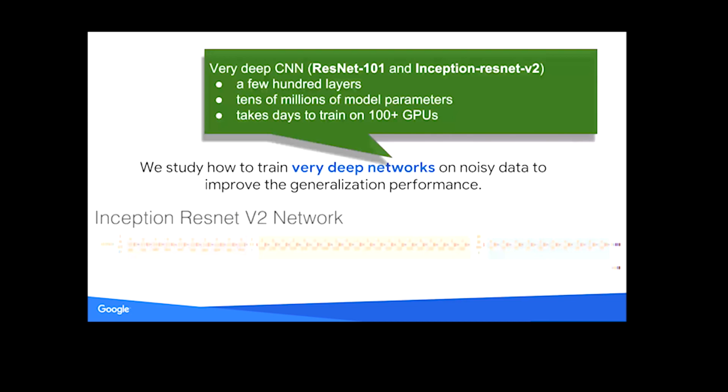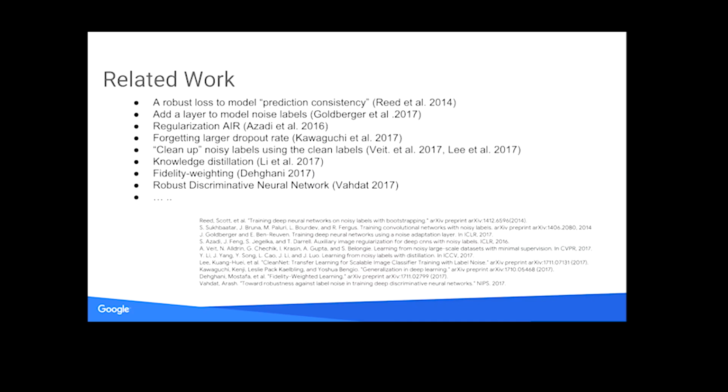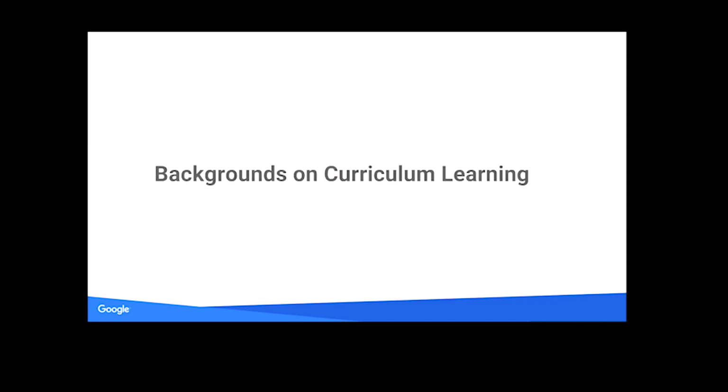When we say deep network, we mean a very deep convolutional network. It has a few hundred layers, tens of millions of model parameters, and takes days to train on 100-plus GPUs. By noisy data, we mean the training labels can be noisy or corrupted, which means they can include incorrect labels or missing labels. Fortunately, the community has realized the importance of this problem, and a number of works have been proposed to tackle it. However, different from all previous work, in this paper we focus on training very deep convolutional neural networks from scratch. We propose our method based on curriculum learning, and here's some background.